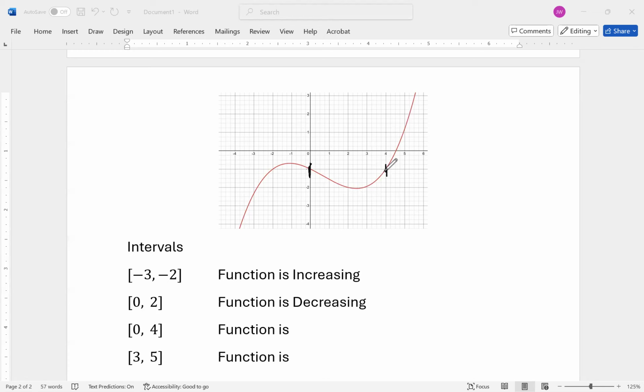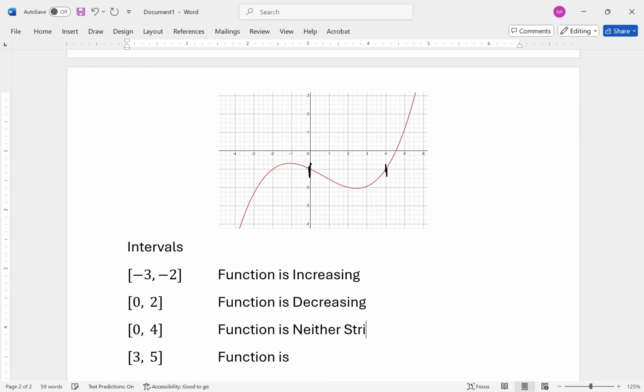That does not mean our function was constant. In fact, our function is not constant. It goes down some and then back up some. So just because it started and stopped at the same y value doesn't mean the function is constant. So we went down a little bit, up a little bit.